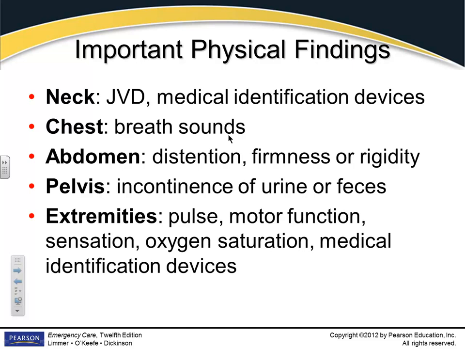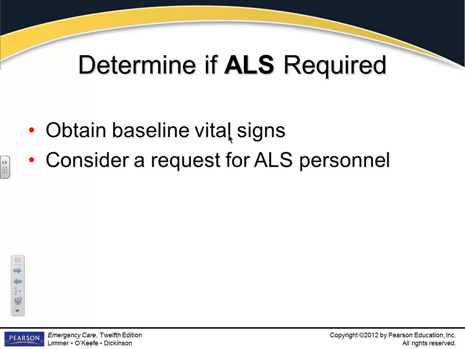Extremities, you're checking for pulse, motor, and sensory. You're looking at their skin. Is it warm? Is it cold? Is it dry? What color is it? Is it pale? Is it cyanotic? You're also going to check their oxygen saturation, and we didn't do that in labs last week, but we're going to do it tomorrow night. We'll talk about that. Determine if ALS is required.